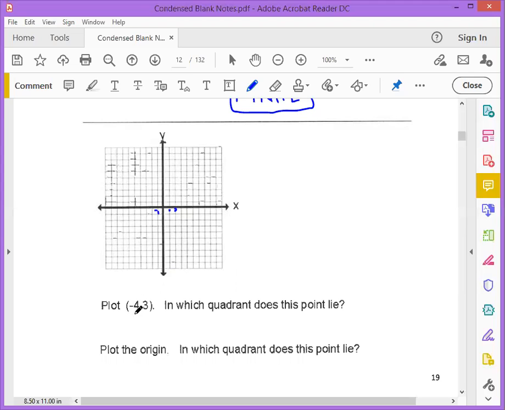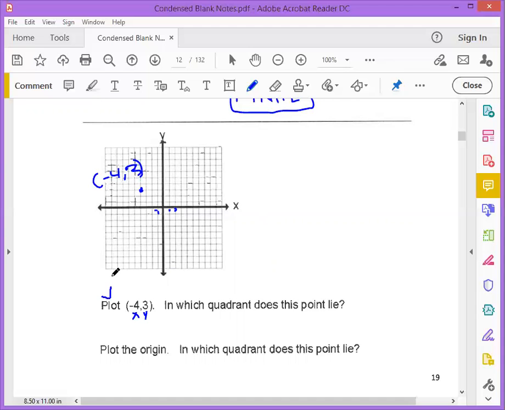Now, how will we plot this ordered pair? Remember, the first point is your x coordinate, the second is your y coordinate. So -4 on the x-axis. We start at 0 and move over 1, 2, 3, 4 spaces to the left. And then on the y-axis, we're going to move up to 3, 1, 2, 3. Here, we plot our point. That's the ordered pair (-4, 3).